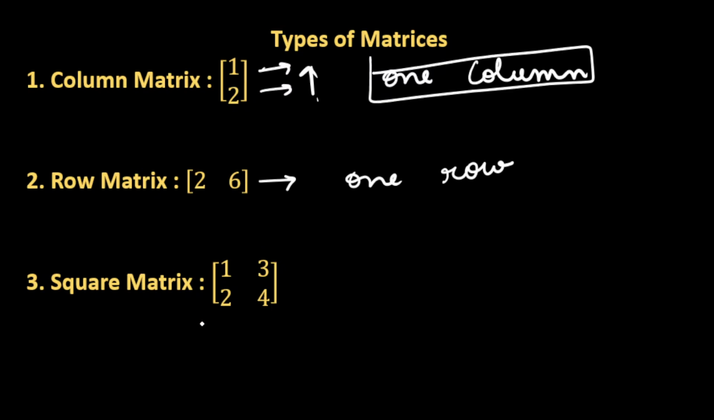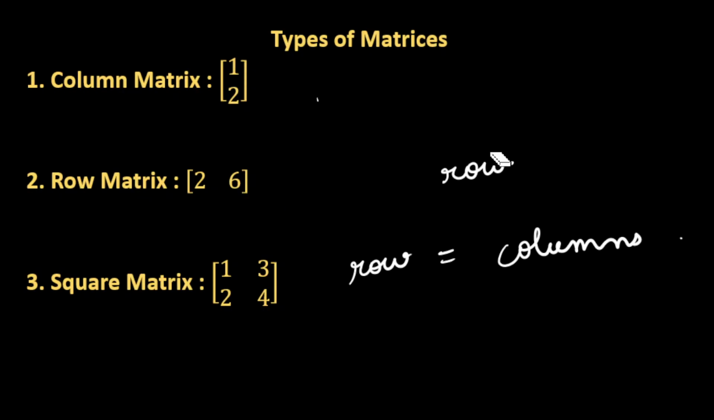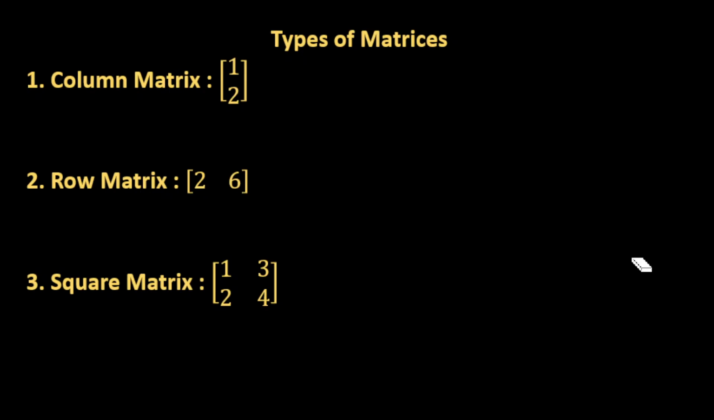Then we have square matrix. In a square matrix, the number of rows is equal to the number of columns. So in all the matrices which I have given here, let's write the order also so that you can understand how to write order. Order normally we write as rows into columns. So here how many rows do we have? Two rows and one column. So its order is 2 by 1. For this one, I have one row and two columns, so 1 by 2. Here we have two rows and two columns.